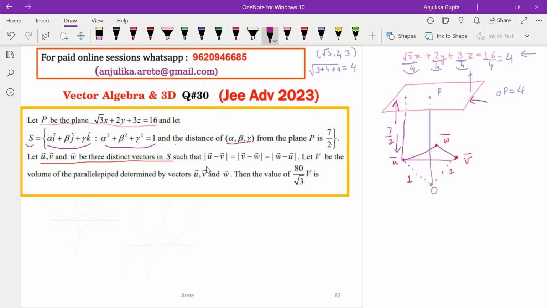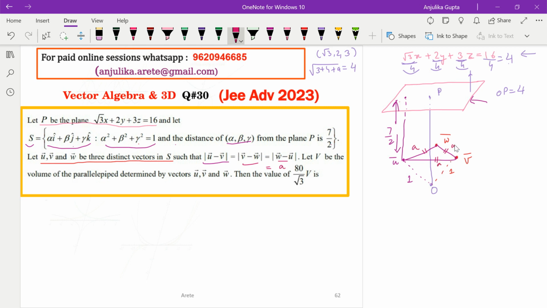Next, get going. Modulus of u minus v. What is that? Modulus of u minus v is the distance between the u vector and the v vector. That means this h they are talking about. Similarly v minus w, that means this h they are talking about, and similarly this h. They are all equal. Let's assume that these are all equal to a. So this is a, this is a, this is a.